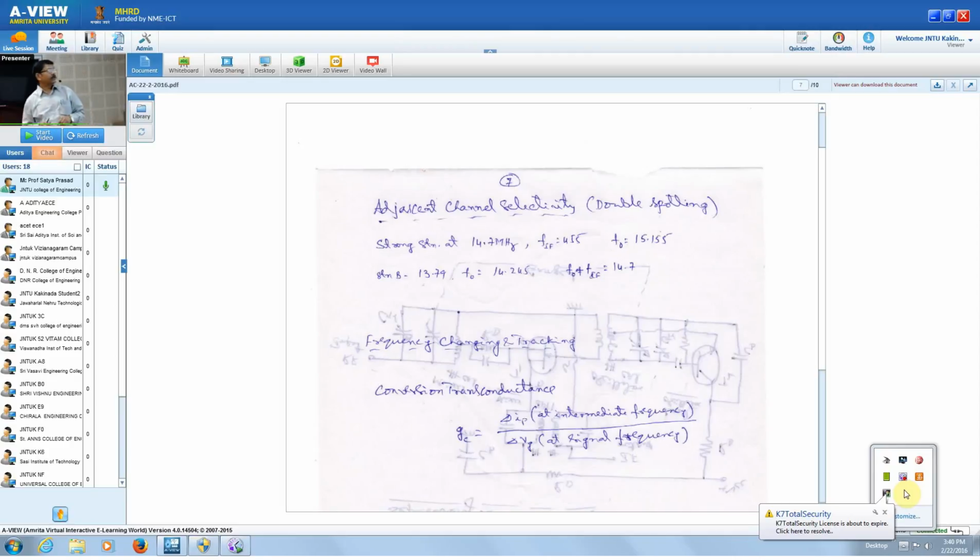Suppose another station which is somewhat weak at 13.79 megahertz. We have another station, and this is your image frequency when you have tuned your receiver to 13.79 megahertz.